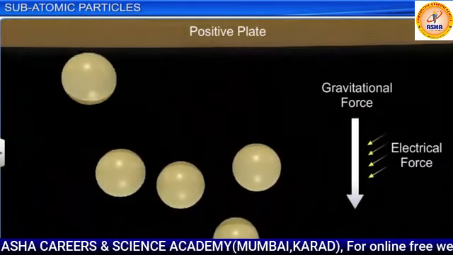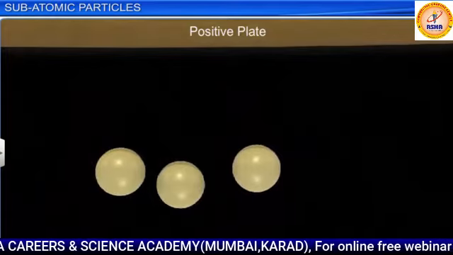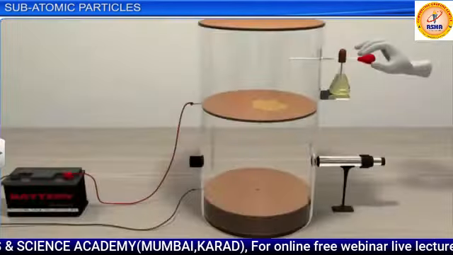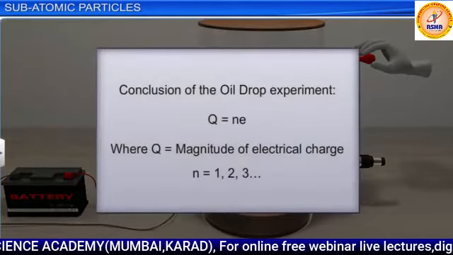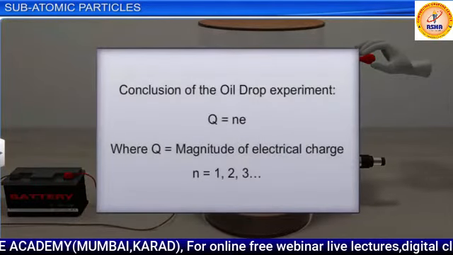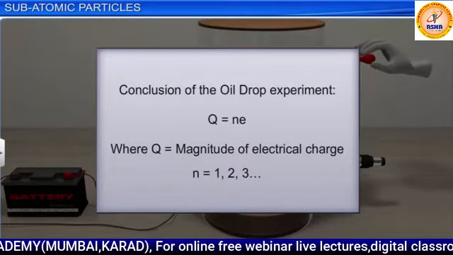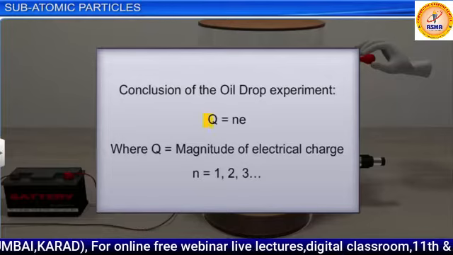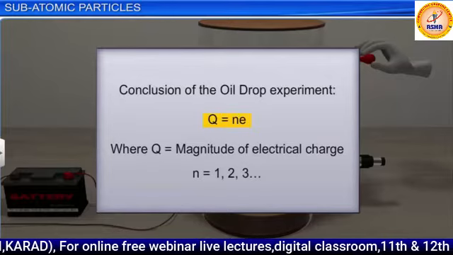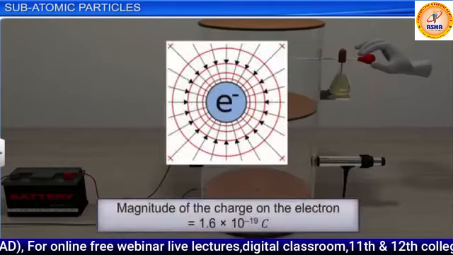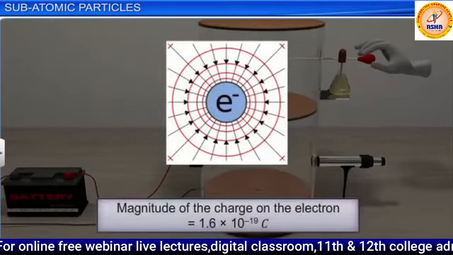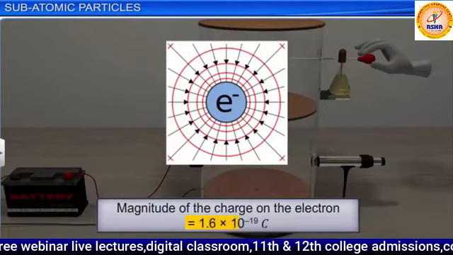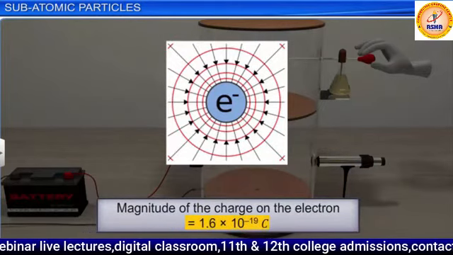Millikan then varied the voltage to strike a balance between the acting forces and to make the oil drop stationary. He then calculated the charge on the droplet from the mass of an oil droplet and the charge on the plate. He found that the magnitude of electrical charge, Q, on the droplets is always an integral multiple of the electrical charge e. That is, Q is equal to n e. Knowing the values of Q and n, Millikan calculated the charge on an electron to be 1.6 × 10^-19 coulombs.